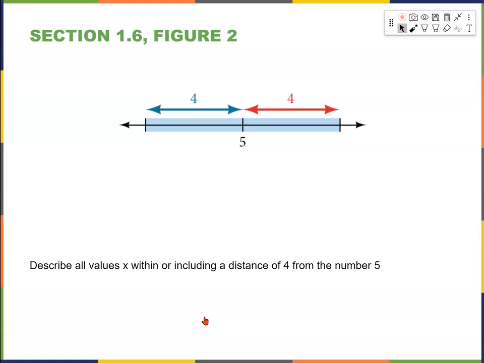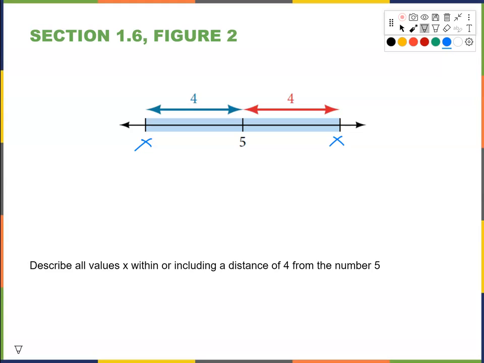Let's have an example here. Figure 2 describes all values of x within or including a distance of 4 from the number 5. So let's say these are x values, and the distance from here to 5 is 4, and from here to your x is also equal to 4. Now, how do we solve for x?